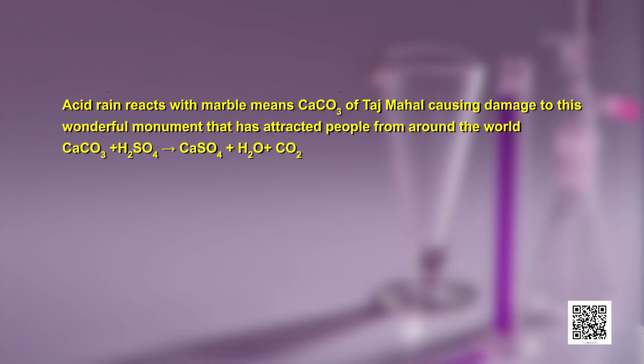Now, what is the reaction which is occurring between acid rain and calcium carbonate? That is calcium carbonate plus sulfuric acid giving calcium sulfate, that is CaSO4, plus H2O plus CO2. Acid rain can be understood by watching this video.